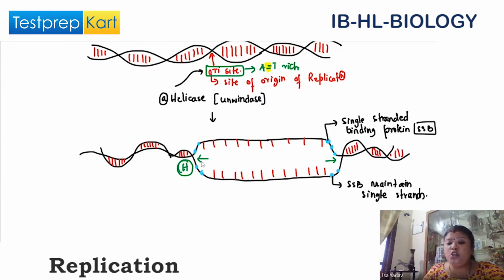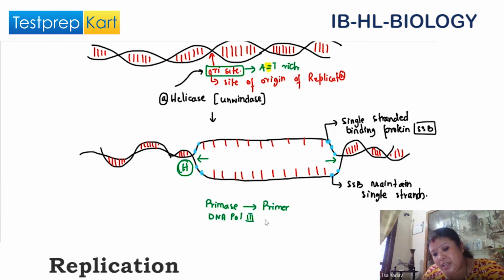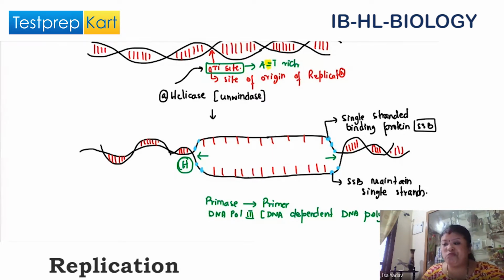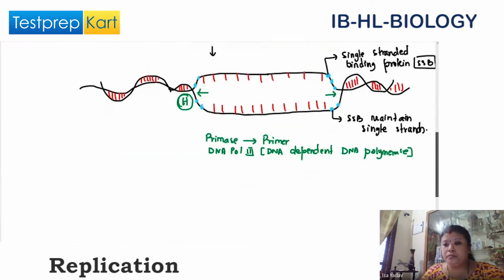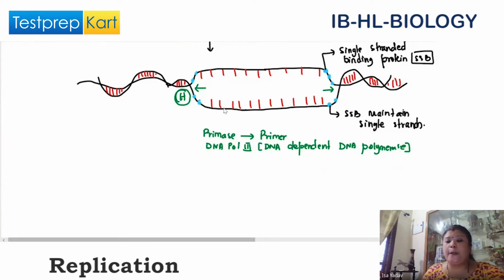So for replication to take place, now we need two enzymes. We need first of all primase enzyme. Primase will make primer, then we need DNA polymerase 3, also called DNA dependent DNA polymerase. That means this enzyme is dependent on DNA only. Okay. Now see here. So now the replication will start to begin.